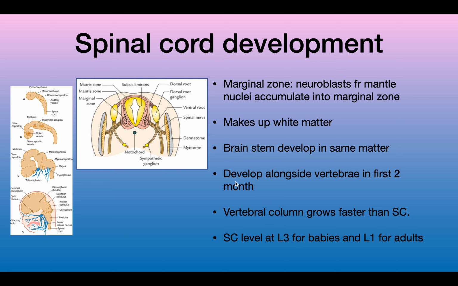And they all kind of develop along the vertebra in the first 2 months. But then the vertebral column grows faster than the spinal cord, and that's why the spinal cord level differs in adults and in children. So the spinal cord level is about L3 for babies and L1 for adults. Why is that important? Because if you ever need an epidural or a spinal tap, you need to be aware of where the spinal cord is. You can't tap into that, you'll cause damage. You have to go below.